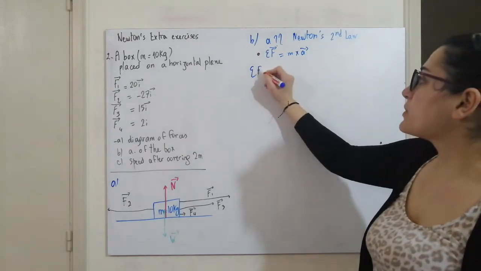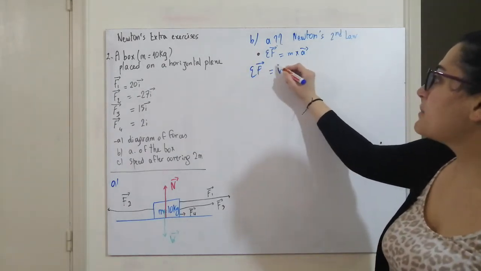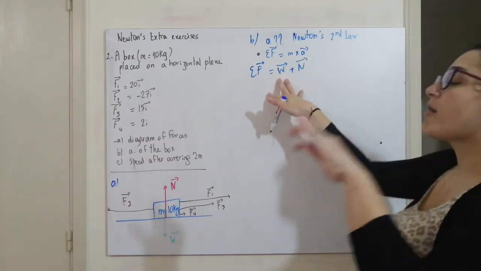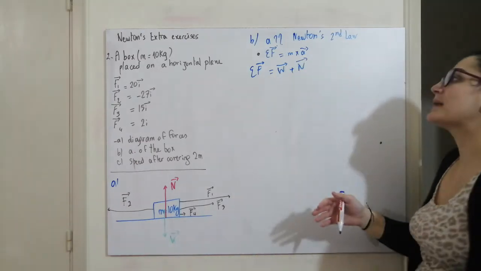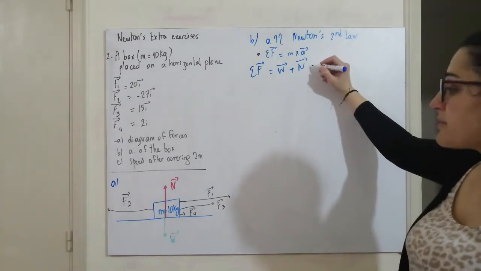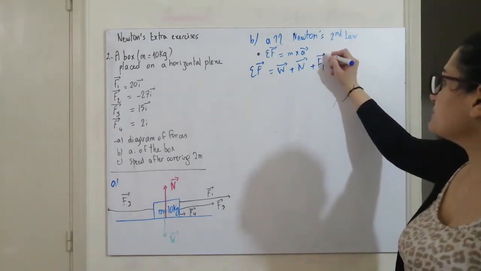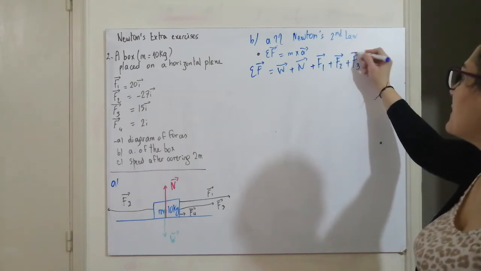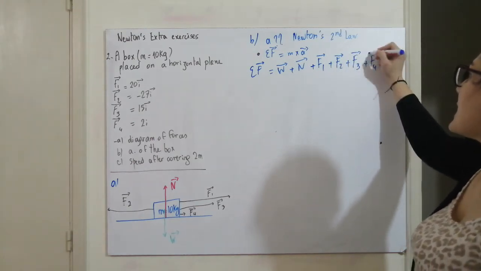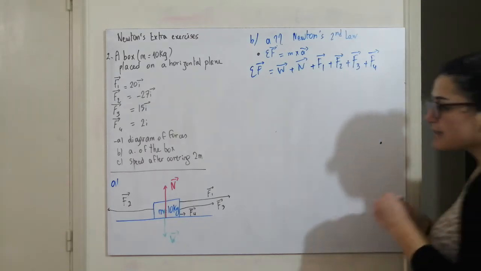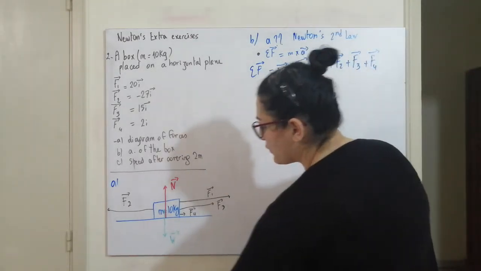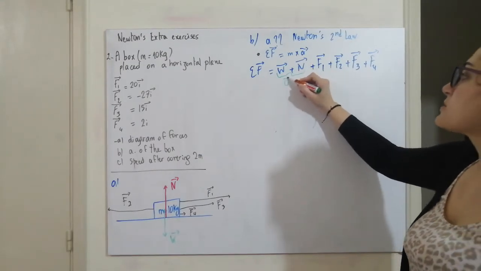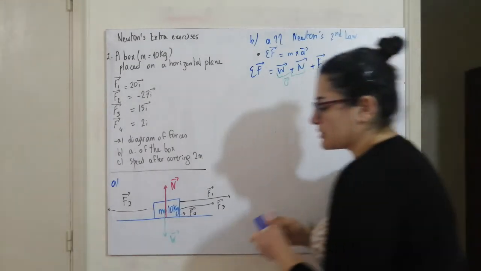Let's find the net force. The net force is W plus N, plus F1, plus F2, F3, F4. You always have to write it as a sum of vectors in the beginning and then you replace by numbers. And as always, since it's a horizontal plane, the normal force and the weight are going to cancel each other. These two are equal to 0 Newton.